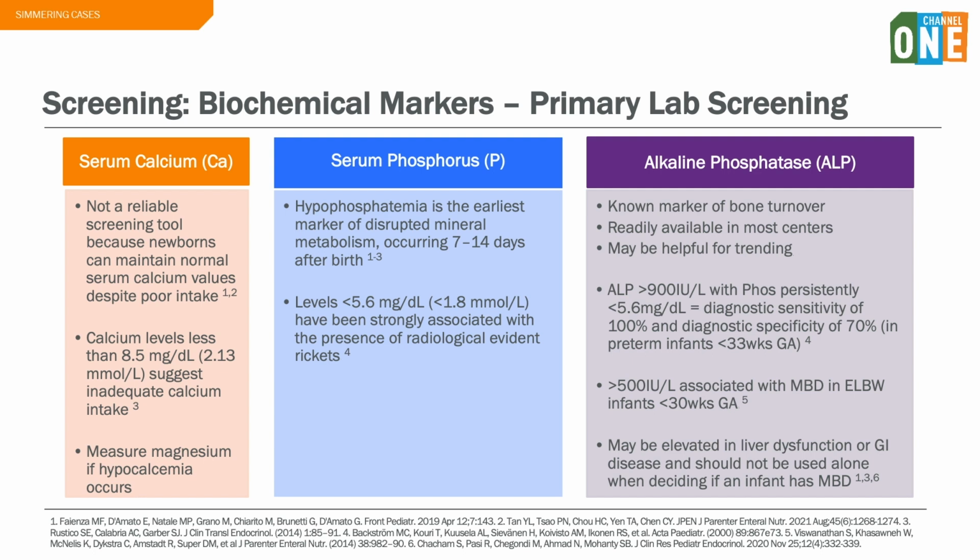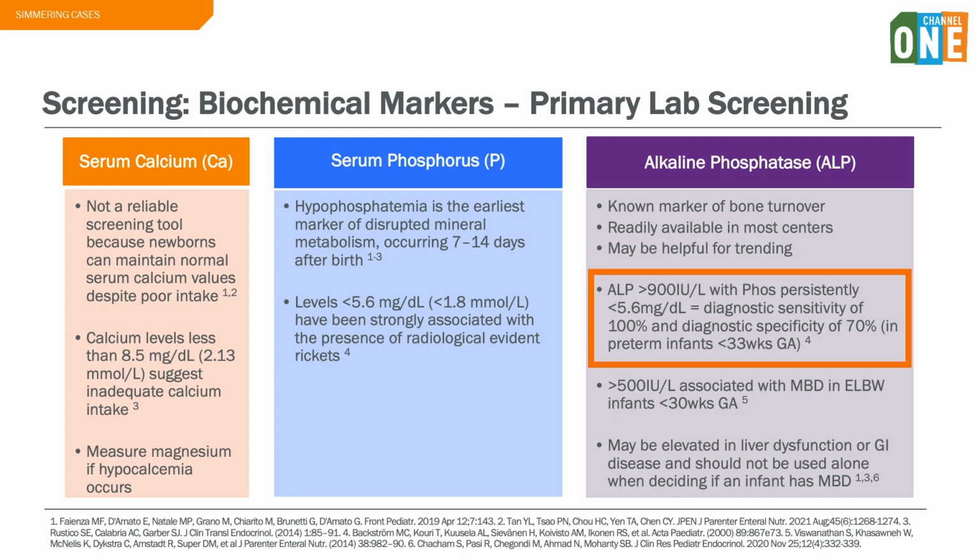Serum phosphorus is the earliest marker of disturbances in mineral metabolism, with hypophosphatemia occurring by 7 to 14 days after birth in infants with inadequate intakes. Baxter and colleagues demonstrated that a serum phosphorus concentration less than 5.5 milligrams per deciliter is associated with radiological evidence of rickets. Alkaline phosphatase is a known marker of bone turnover and may be helpful for trending. An alkaline phosphatase over 500 has been associated with metabolic bone disease, particularly in extremely low birth weight infants less than 30 weeks gestational age.